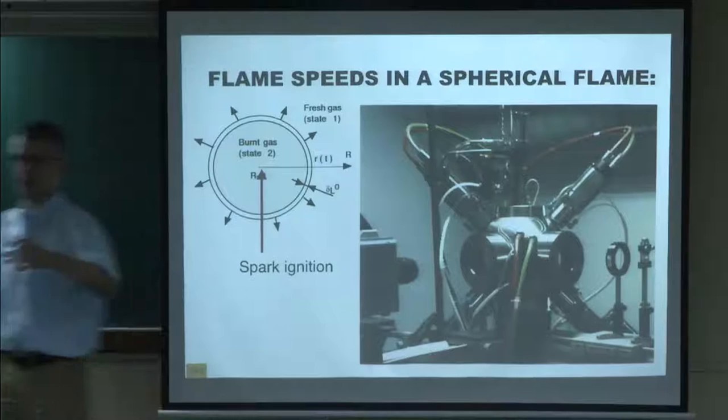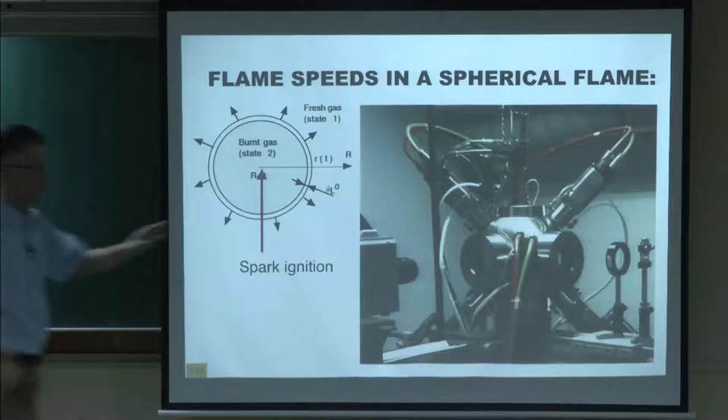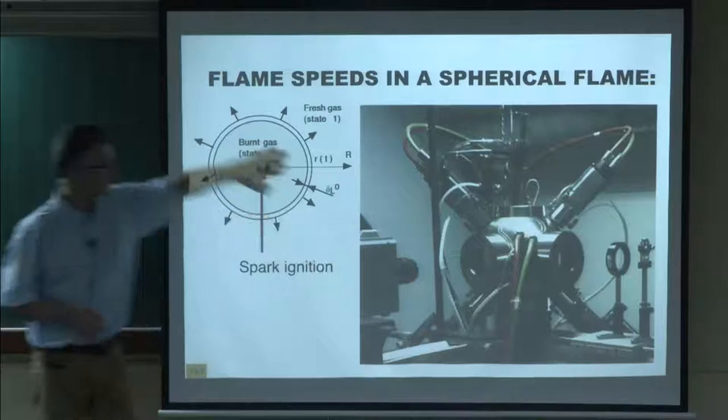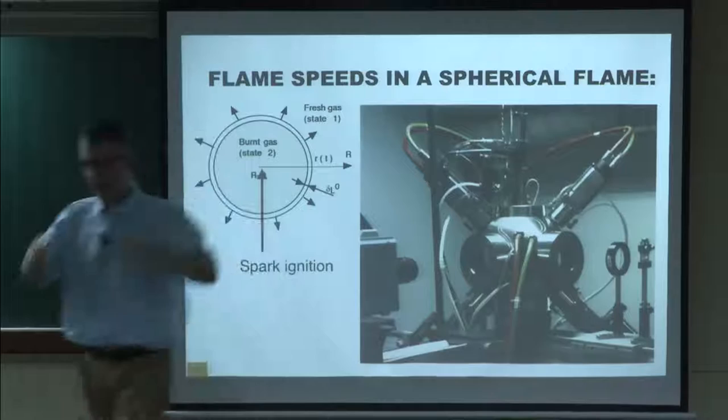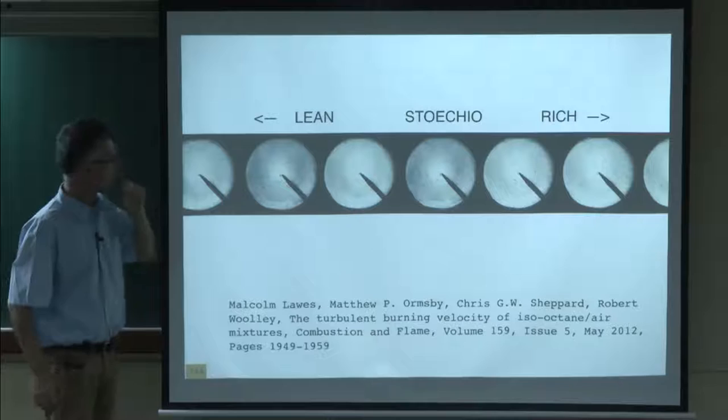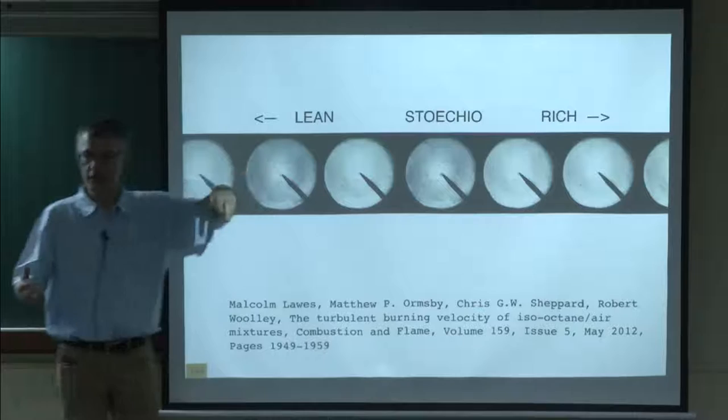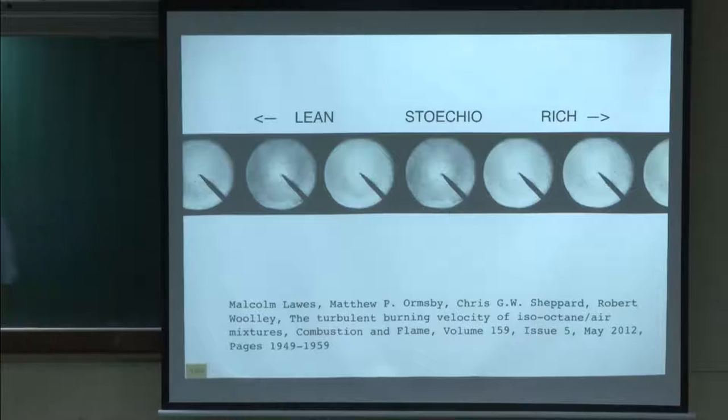And people started doing these things more than 100 years ago. So again, here we find our spherical flame. We ignite at the center of the bomb. We have windows. And we look at the flame growth. There's a very nice movie here by this team where you can see the spark. And you will see here, all these cases are different cases. You have the stoichiometric case here. Then you go rich on that side. Then you go lean on that side. And so you ignite. There is no flow. And you look at the flame growth.